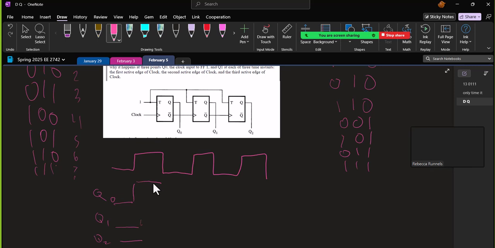So it goes to 1. If it toggles and it's already 1, would it already be 1? No, it starts at 0. It says they all start at 0. Okay. And then what does Q2 do?